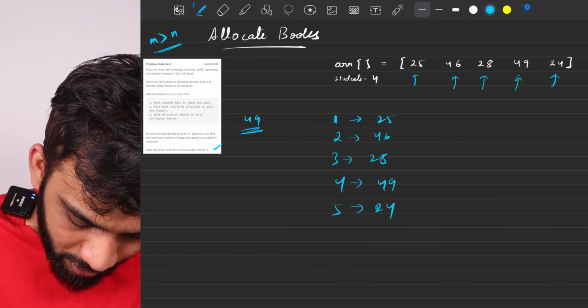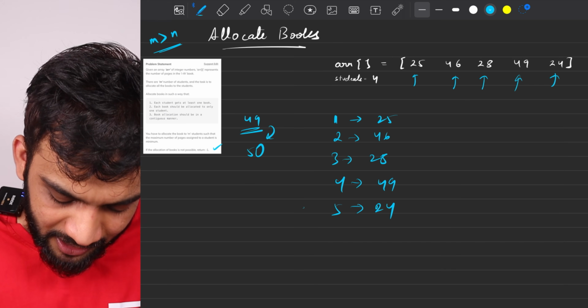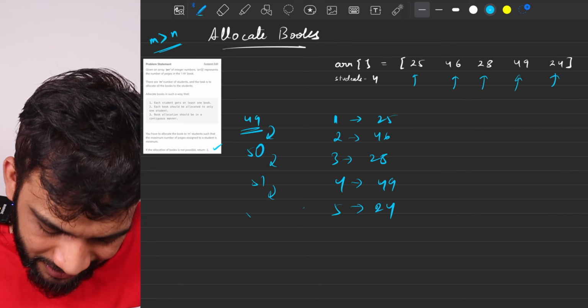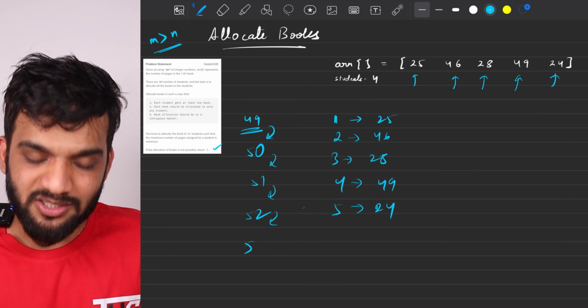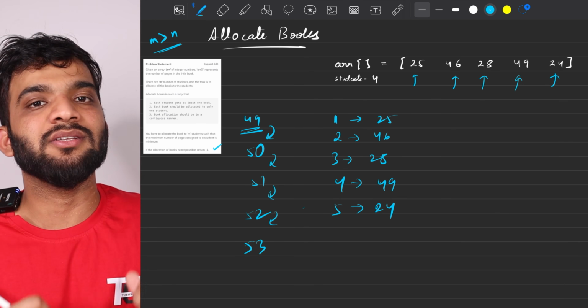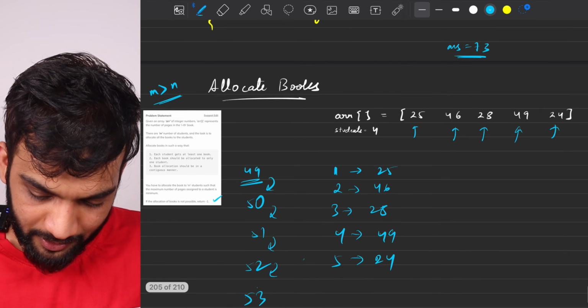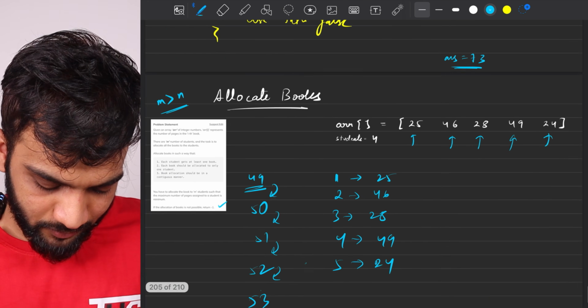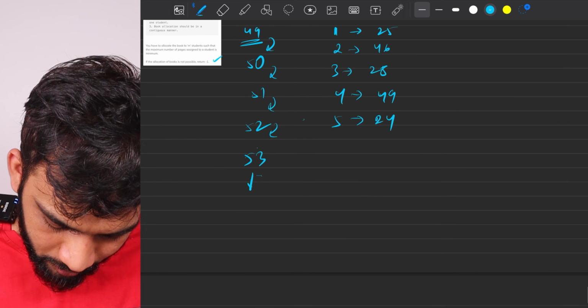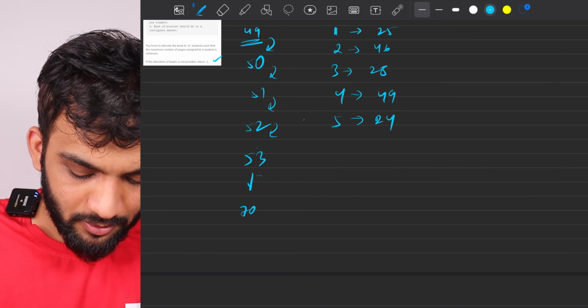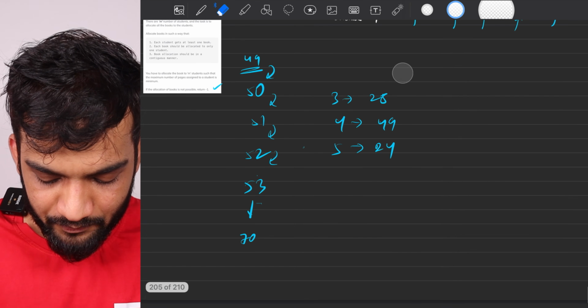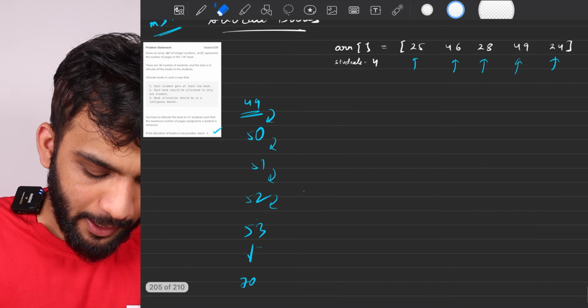Thereby, I'll try to increase this. Then I'll try to increase this again, and I'll go ahead on increasing this. And there will be a point where I'll reach 70, because I'll show you for 70 what happens.